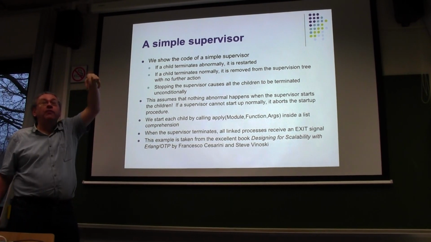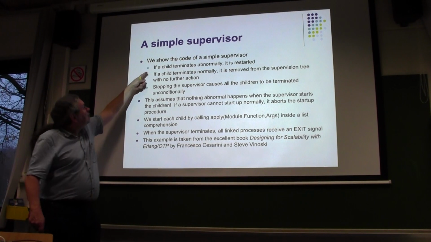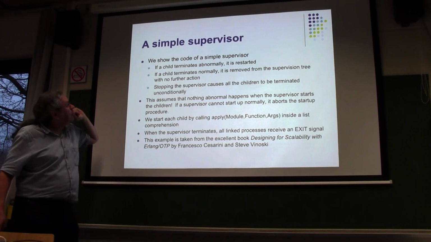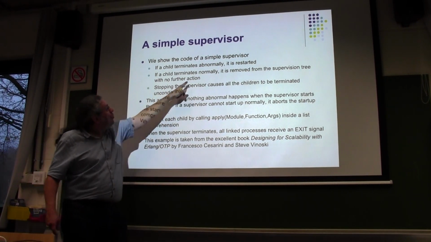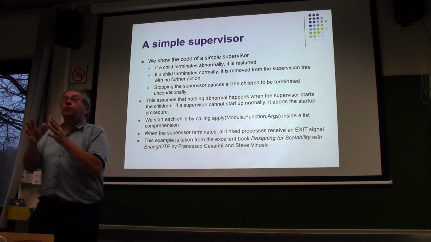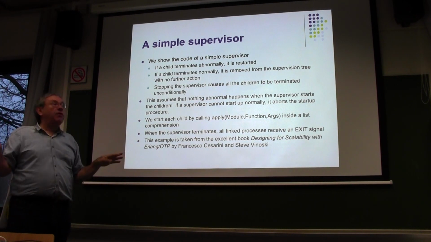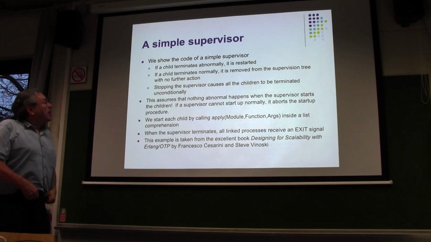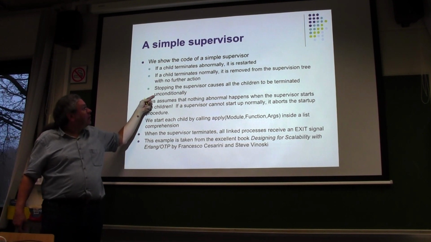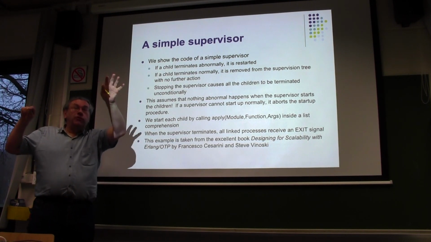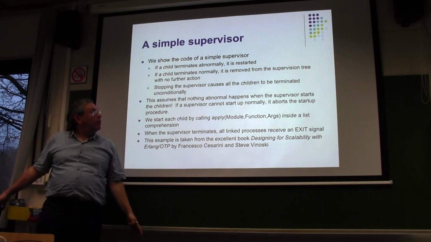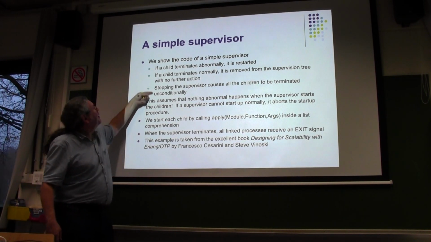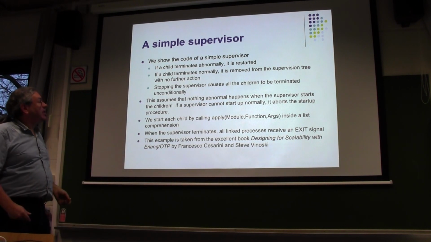So you have a supervisor with children. If the child terminates abnormally, it is just restarted. So it's like one for one. If it terminates normally, it's removed from the supervision tree, so nothing else happens. So there's no further action. Nothing happens to the others. And if you say, I want to stop the supervisor, it basically stops the whole application. All the children are terminated. Okay? So that's a very simple supervisor, and of course you can do much more sophisticated stuff.